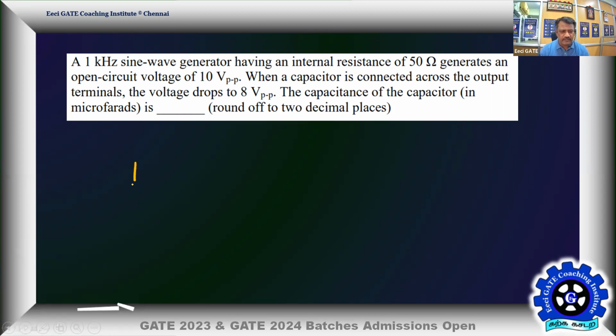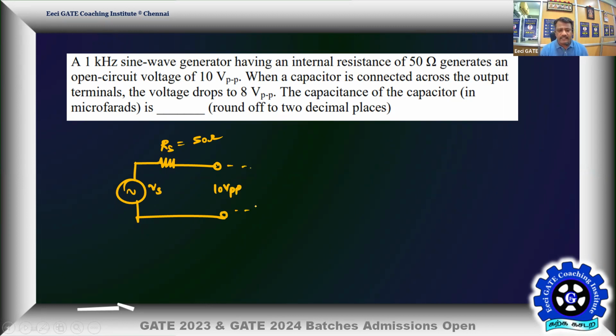So what we have is the source can be modeled as Vs and Rs, the Thevenin's equivalent or the practical source equivalent. Rs, the source internal resistance, is given as 50 ohm, and what is given for Vs is an open circuit voltage of 10 volt peak to peak. That means when nothing is connected here, the open circuit voltage is 10 volt peak to peak. It is nothing but your source voltage. So indirectly it is passing the information: the source is 10 volt peak to peak, of frequency 1 kilohertz. That's your source given.